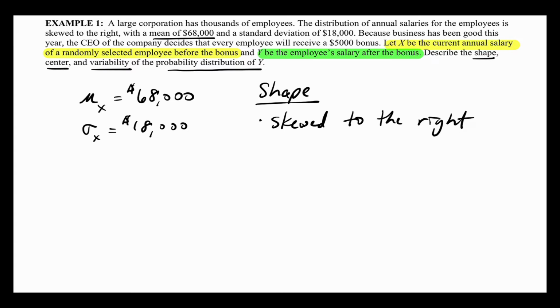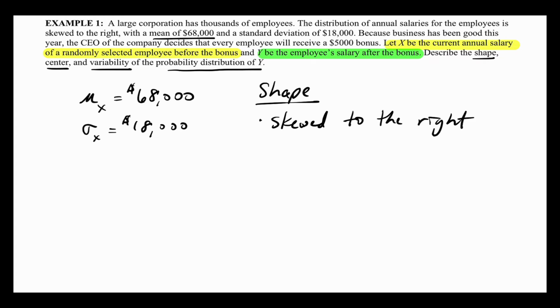What does that mean, skewed to the right? Most of the data is on the left. And in this case, what data is that? Most salaries are on the left. That's true of any company. Most salaries are on the lower side. There are some higher ones, but it's only executives and CEOs and stuff like that. And there's not very many of them. Companies don't have very many of them. Otherwise, they wouldn't be around.